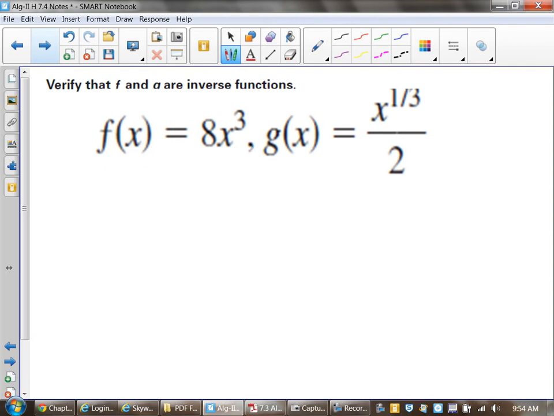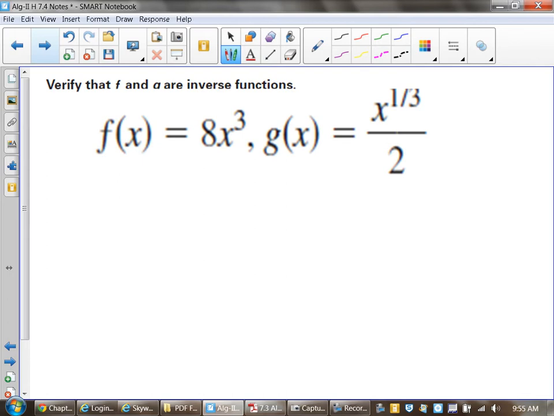I want to verify that these two guys are inverses. This is the wording that it'll say: verify that f and g are inverses of one another. In this case, I have f of x is 8x cubed, and g of x is x to the 1/3 over 2.